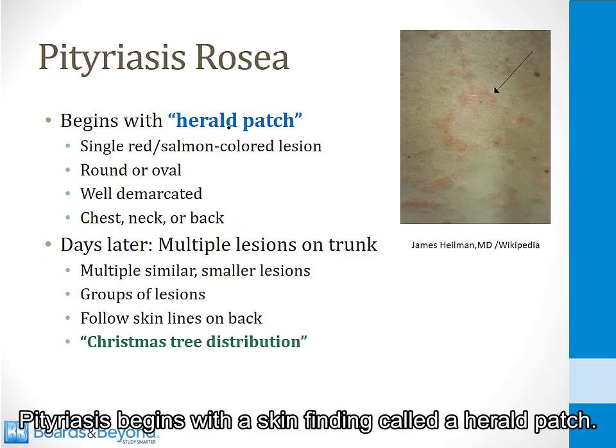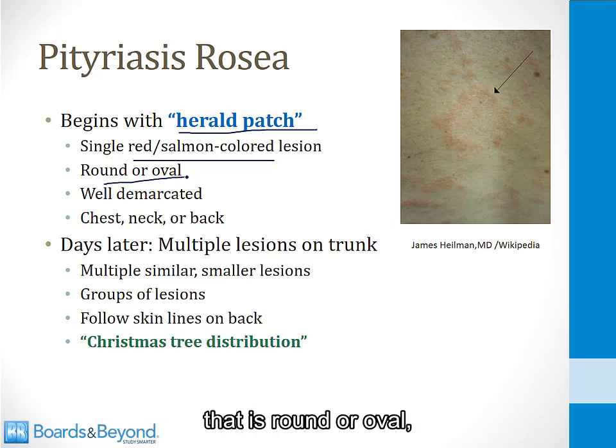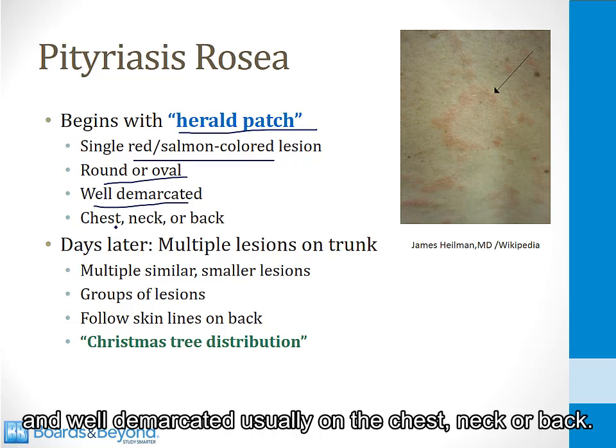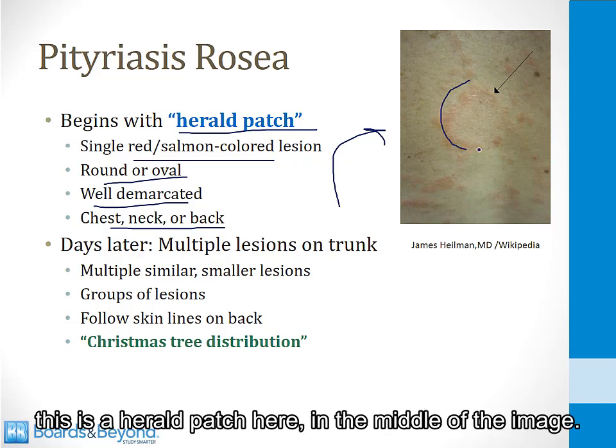Pityriasis begins with a skin finding called a herald patch. This is a single red salmon-colored lesion that is round or oval and well demarcated, usually on the chest, neck, or back. This is a picture of one right here on the screen. This is a herald patch here in the middle of the image.